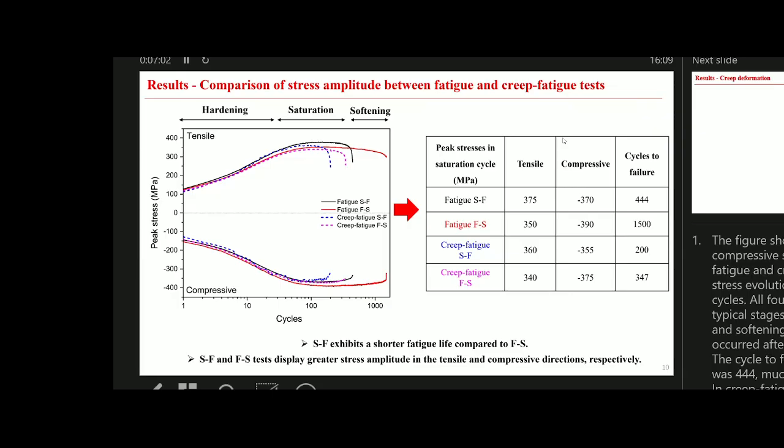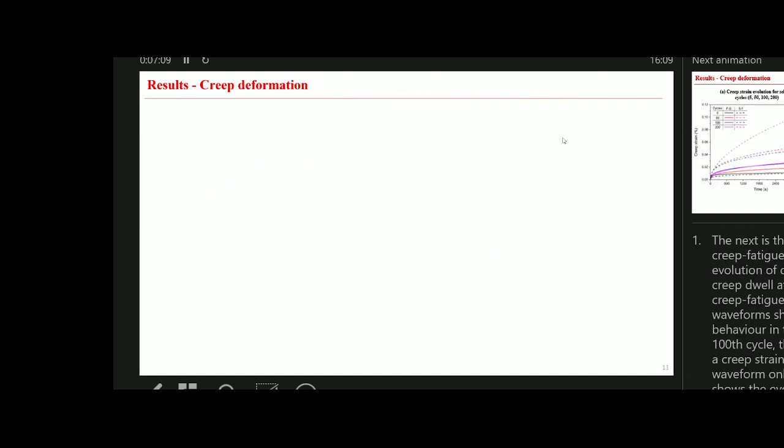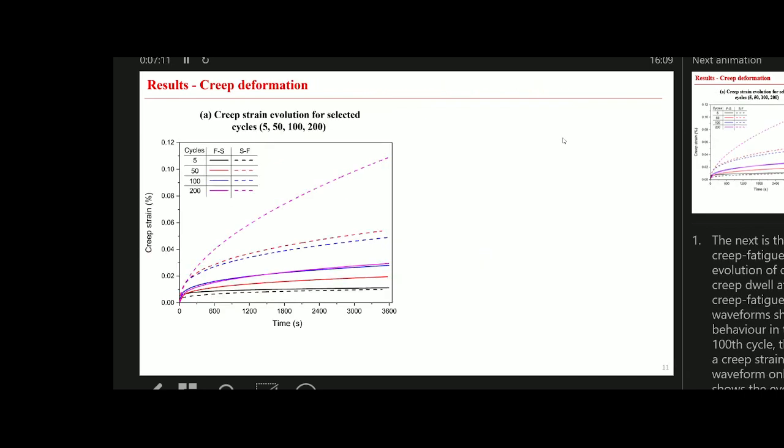And then we try to understand whether the difference in the peak stress will also change the creep deformation. So here we study the deformation difference in the two pre-fatigue tests. The first is the creep strain evolution for selected cycles. There's no significant difference in the first cycle. So we can see the curve here, around the fifth cycle, the solid and the dashed line are for the FS and SF. The creep strain is quite similar.